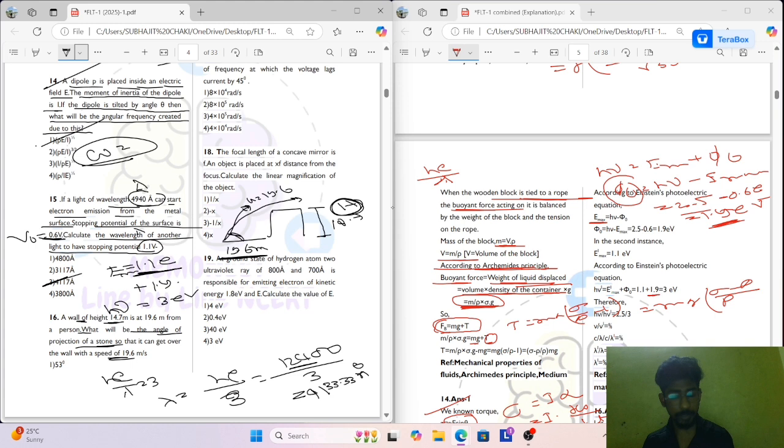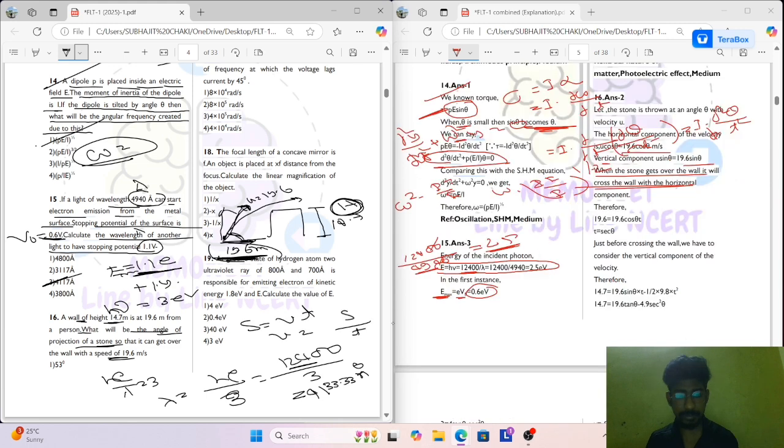So first of all, what you can do is take care of the two components of the projectile. For the vertical component it is u sine theta, that means 19.6 sine theta, and the horizontal component is 19.6 cos theta. For the horizontal component there is no acceleration, there is no g. So you can say here s equals vt, right? So v equals s by t.